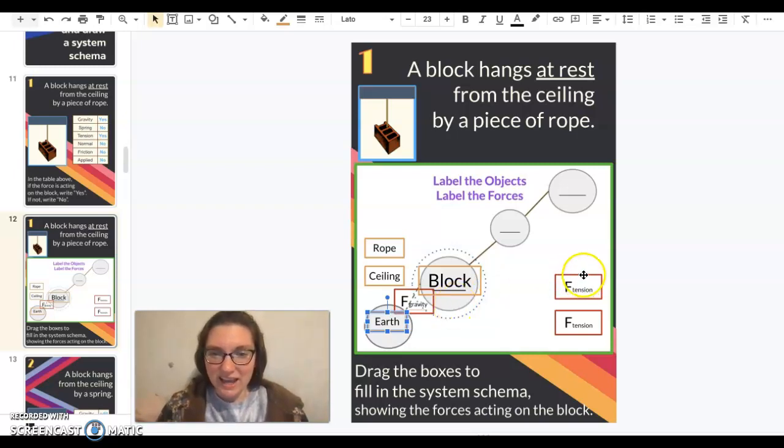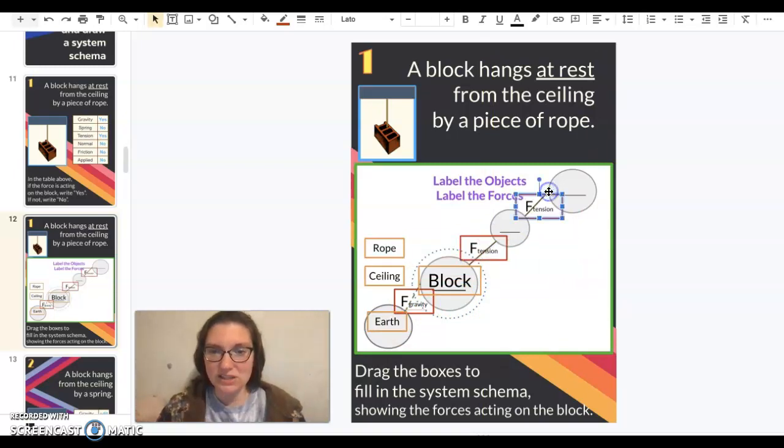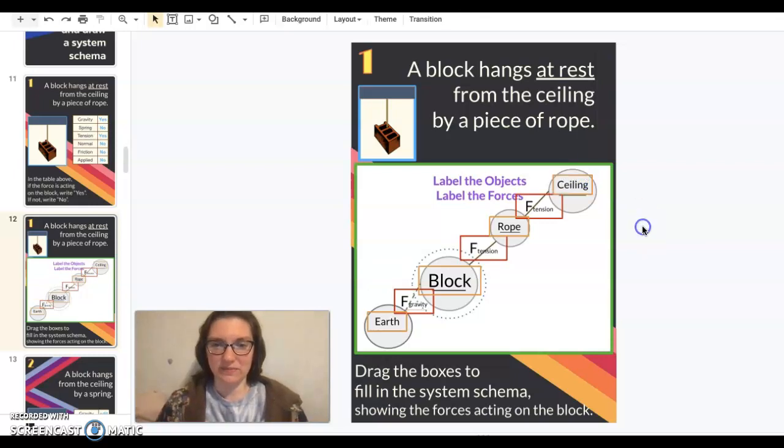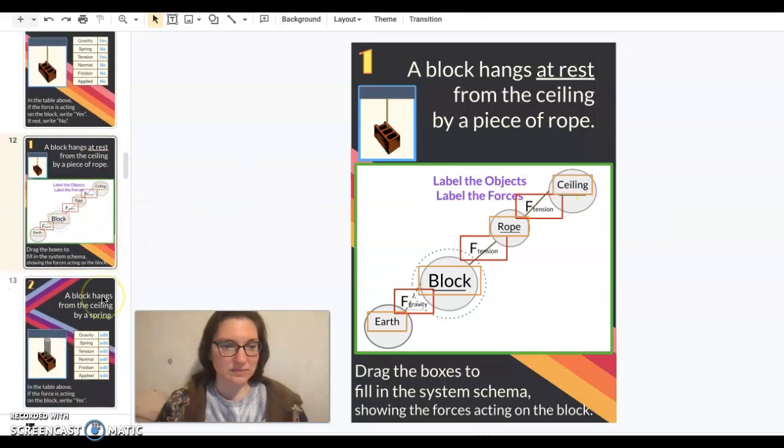And then I see that I have tension here. Tension is the force that happens with ropes or strings, cables, anything like that when they are taut, or tight is another way to say that. Okay, so block, rope, and ceiling. Okay, so that's that one.